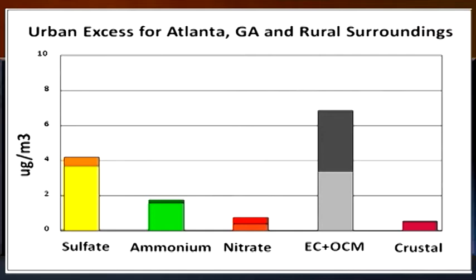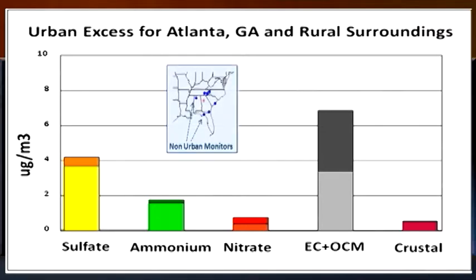Please look at the leftmost column. The entire column height, including both the yellow and orange, represents the average sulfate in the Atlanta urban area. The yellow part of the column shows the annual average of sulfate in rural sites surrounding Atlanta, seen as the blue dots on the inset map. The orange represents the excess sulfate found just in the Atlanta urban area.